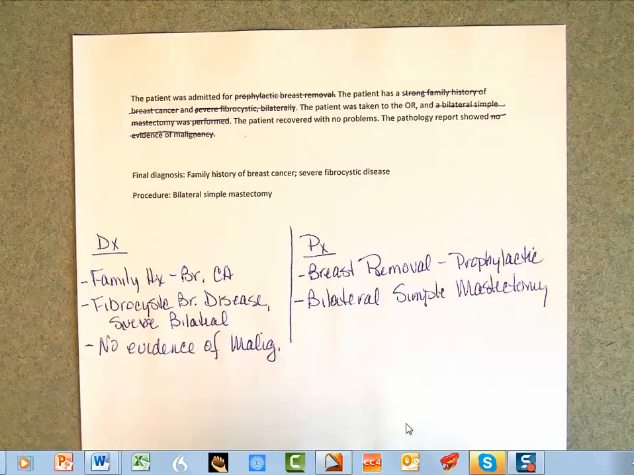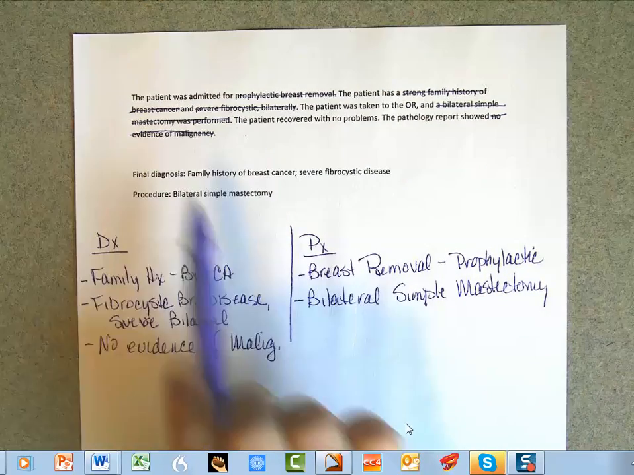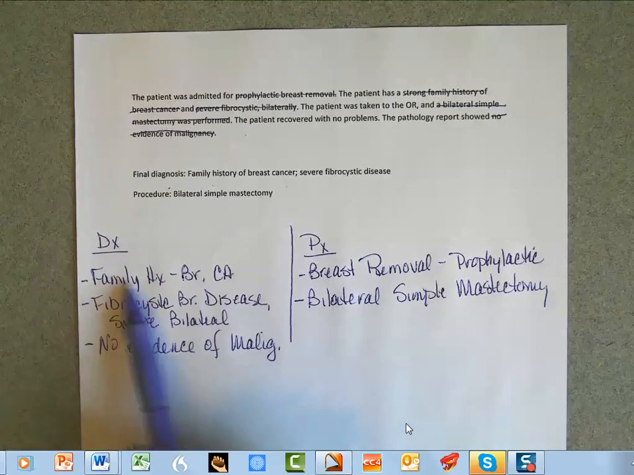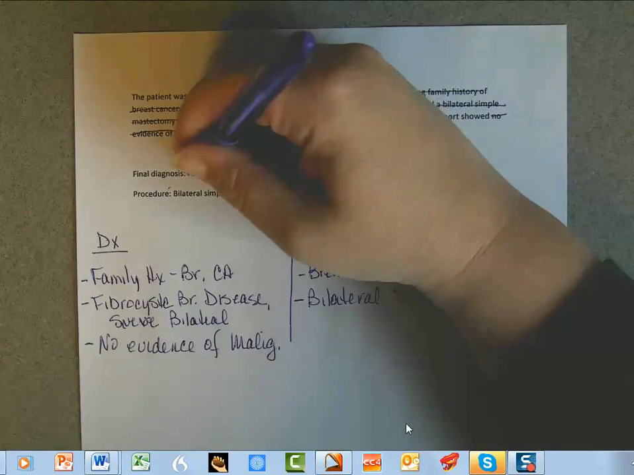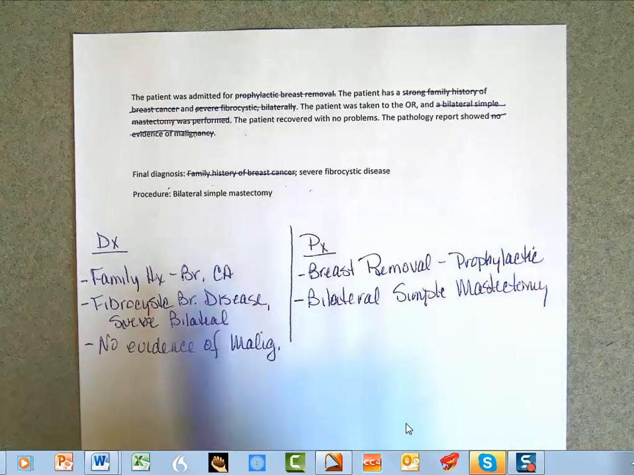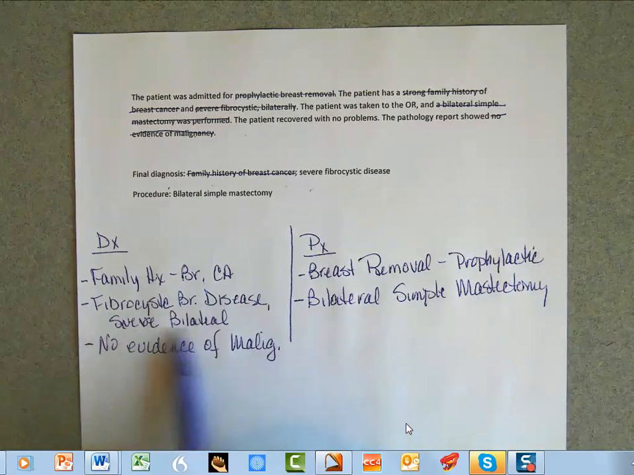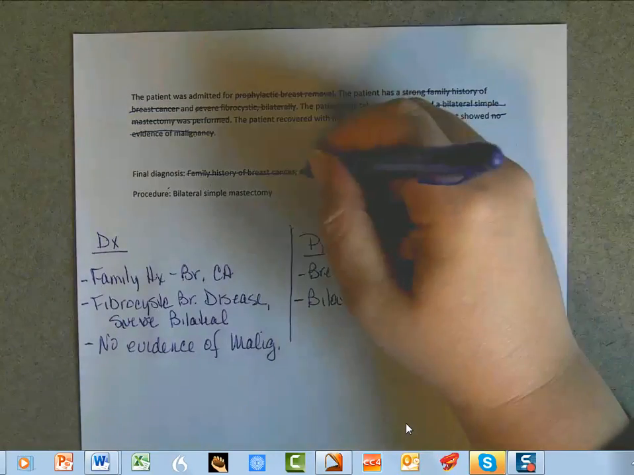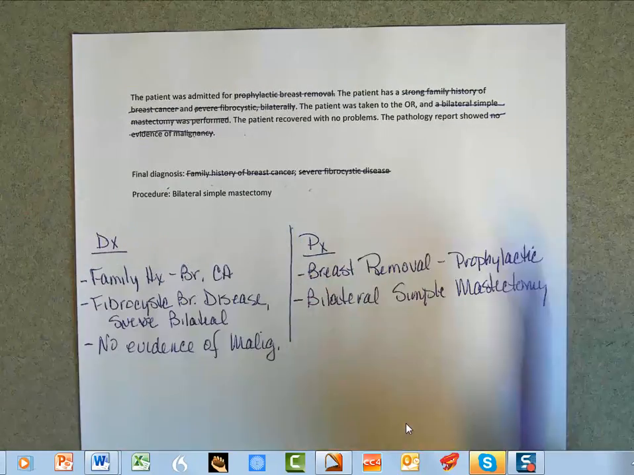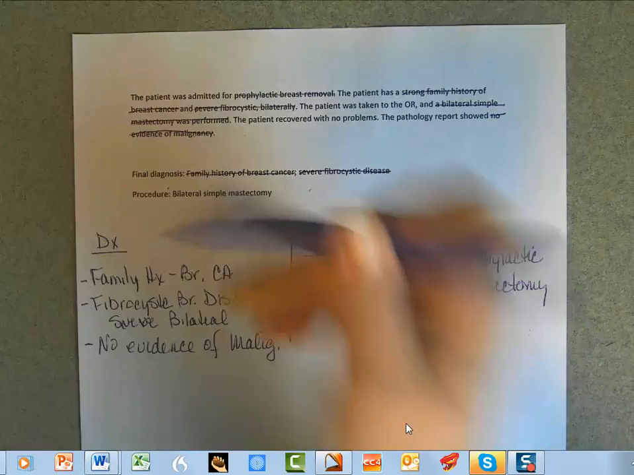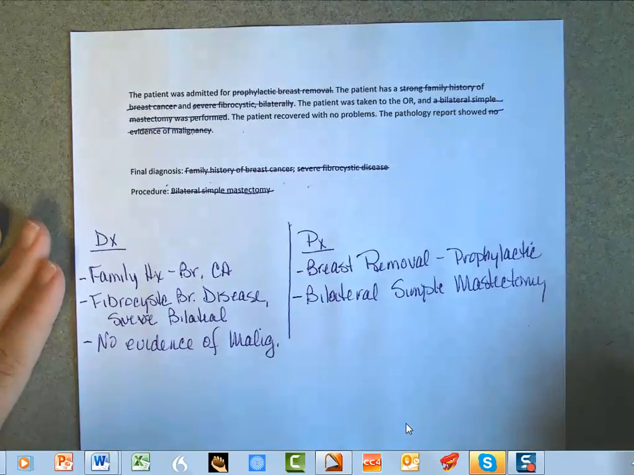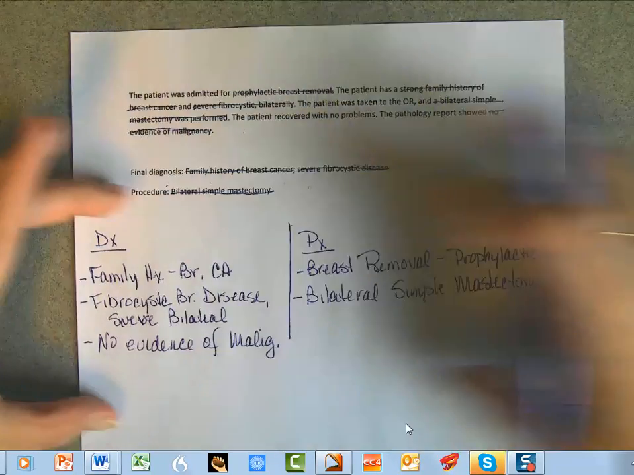Okay, so now let's look at the final diagnosis. Final diagnosis, family history of breast cancer. Do we have that down here in our list? Yes, we do. So let's cross it off. Now we have severe fibrocystic disease. Do we have that down here? Yes, we do. Let's cross it off. Procedure, bilateral simple mastectomy. Do we have that here? Yes, we do. Let's cross it off. Okay? So now we've gone through everything in our case scenario. So now let's look at these. Okay?